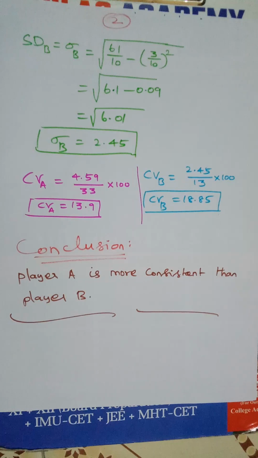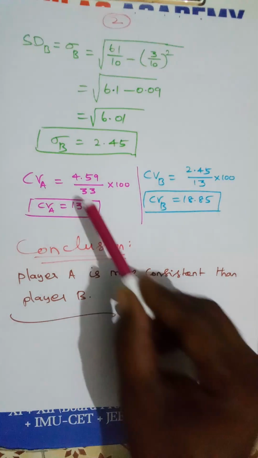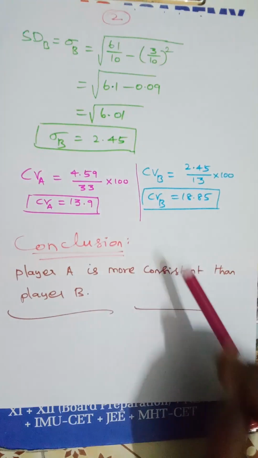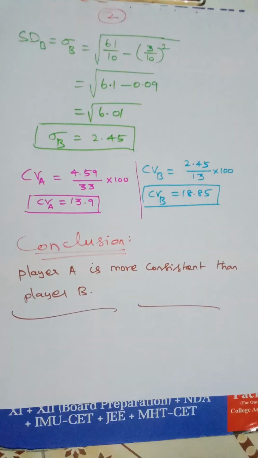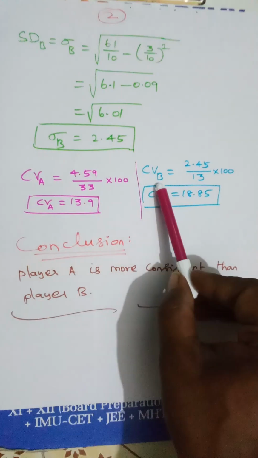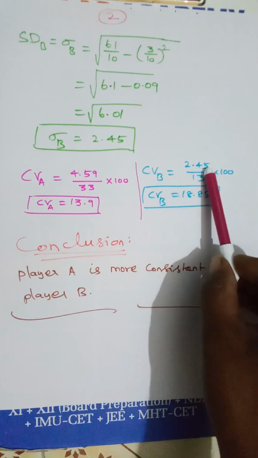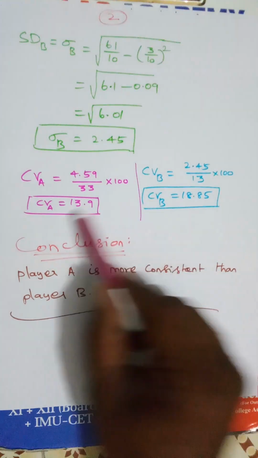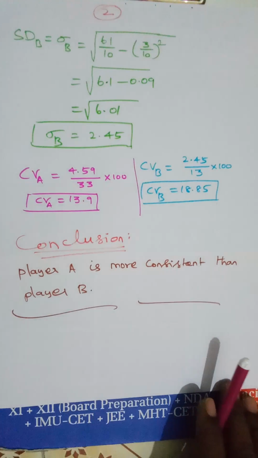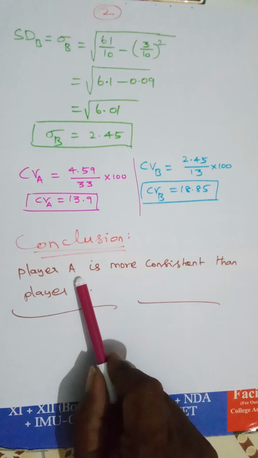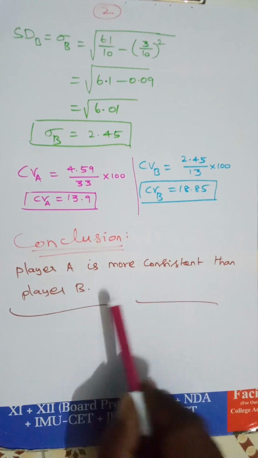Now we are going to use the formula for the coefficient of variation for both A and B. So 4.59 by 33 into 100. 4.59 is the standard deviation of A, and 33 is the mean value for A. Multiplying by 100, it will be 13.9. The second coefficient of variation, that is B, is 2.45 by 13 into 100, which is 18.88. From these two coefficients of variation, which is the least one? 13.9 is the least one. So the conclusion is player A is more consistent than player B.